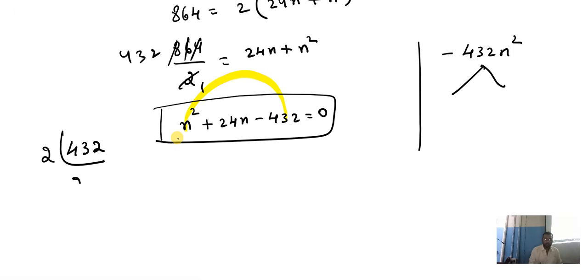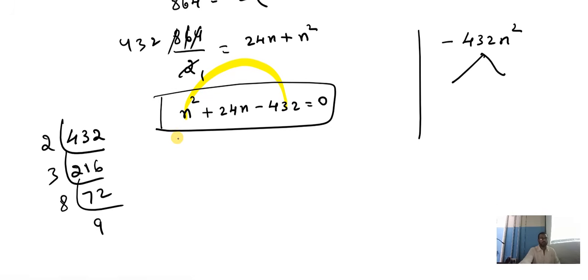2 2s are 4. Correct? 2 1s are 2, 2 6s are 12. Yes, now we get it. Which table? 3 table. 3 7s are 21, 3 2s are 6. Again here, 8 9s are 72. We got these factors. Now see the beauty of maths.